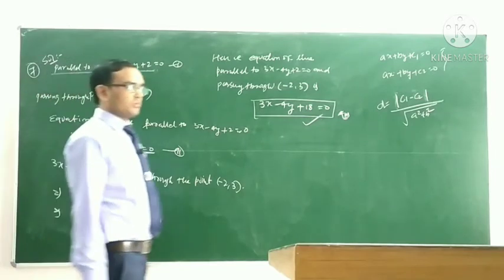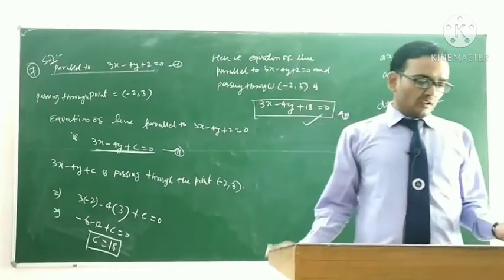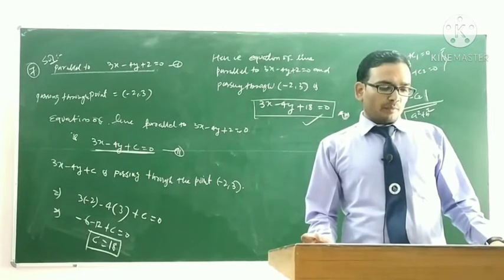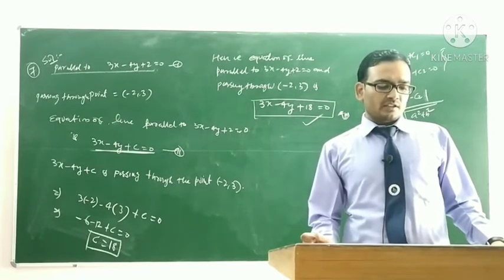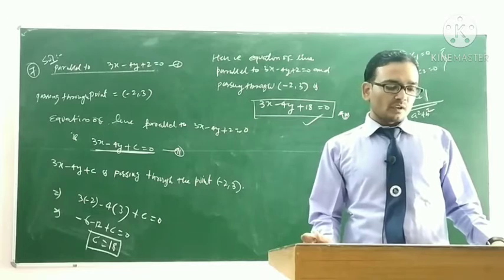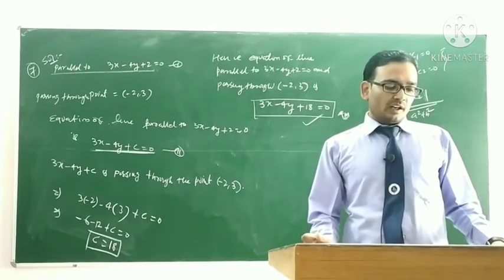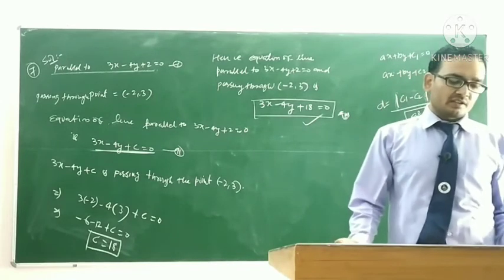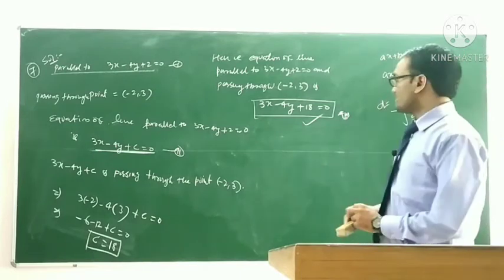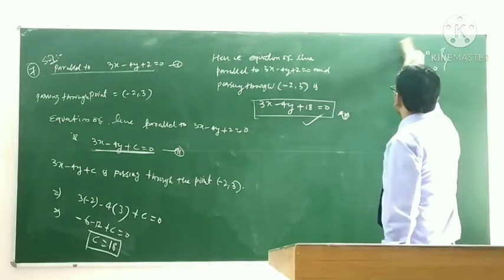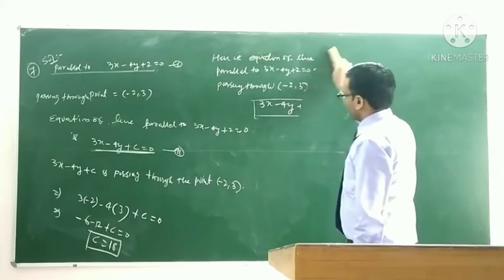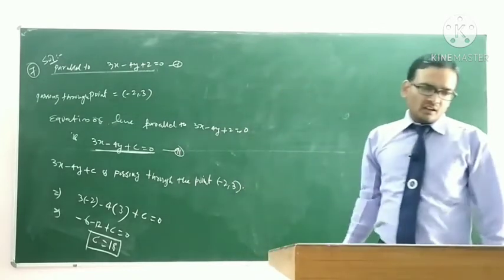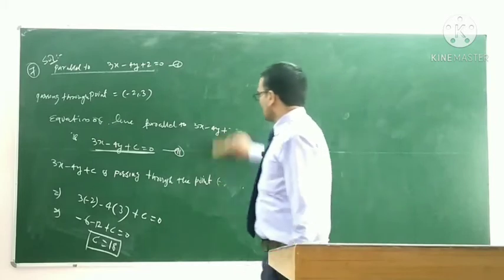Okay, let us move to question number 8. Find the equation of the line perpendicular to the line x minus 7y plus 5 equal to 0 and having x intercept 3. Okay students, in this question we find the equation of the line which is perpendicular to the given line and whose x intercept is 3.